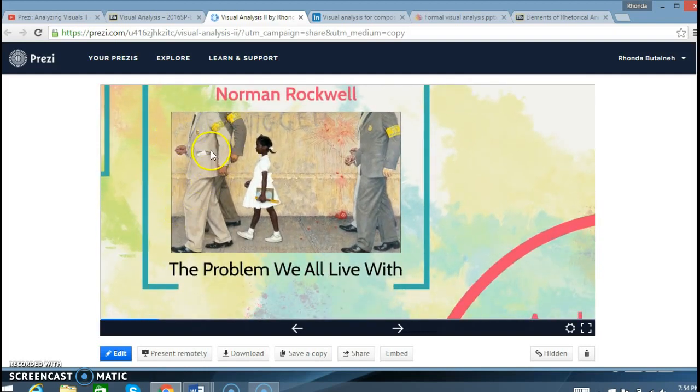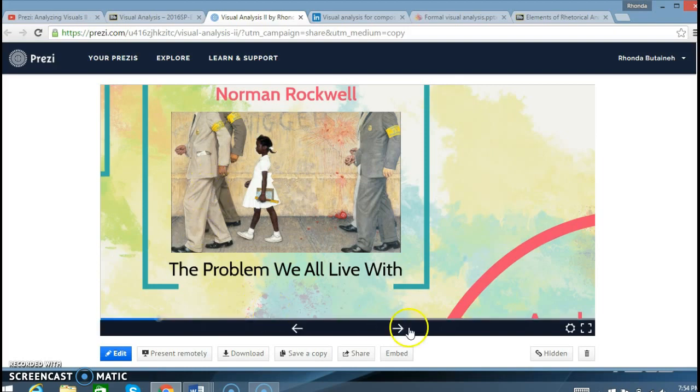You have the U.S. Marshals, who are protecting her and trying to take her to school. Again, we don't even see their heads. They're not very important in this image. They're there to protect her and shield her and get her to school.